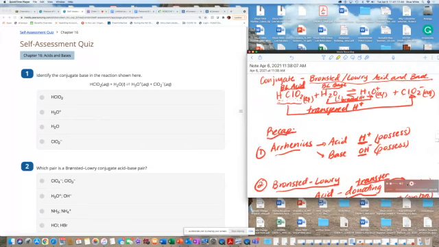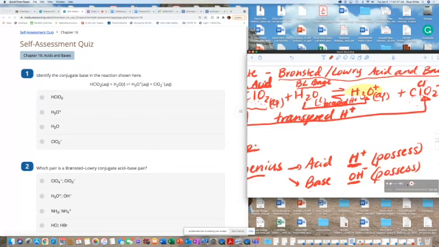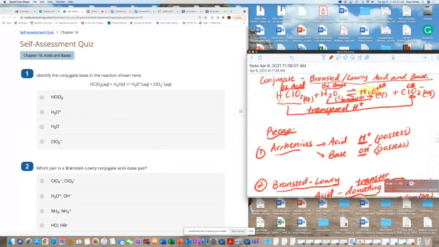Okay, so you see that, right? You see right here, this has an extra H and a plus. So it accepted the H plus. So this is a Bronsted-Lowry base. On the product side, then, this is going to be the conjugate base, and this has to be the conjugate acid. So I did all that talking just to say this is our answer here, our conjugate base.